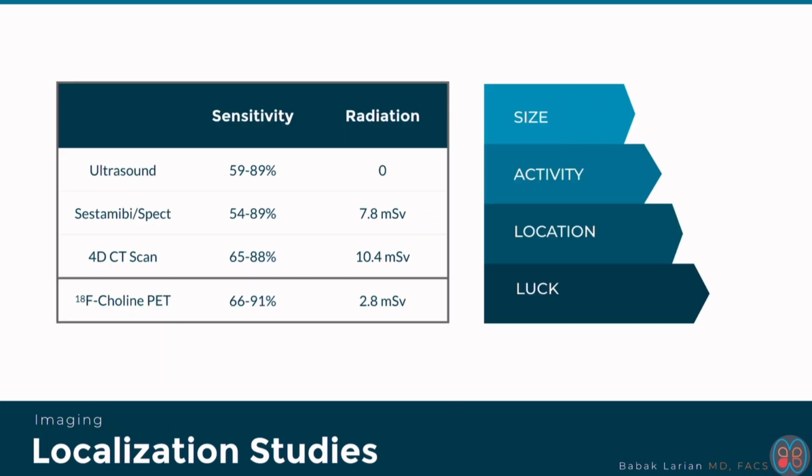So the ultrasound has no radiation. The Sestamibi has a fair amount. The 4D CT also has a fair amount. But when you go to someone who has expertise with doing a 4D CT scan, they can reduce the number of images and bring down the radiation exposure. And the PET Choline has a low amount of radiation exposure.